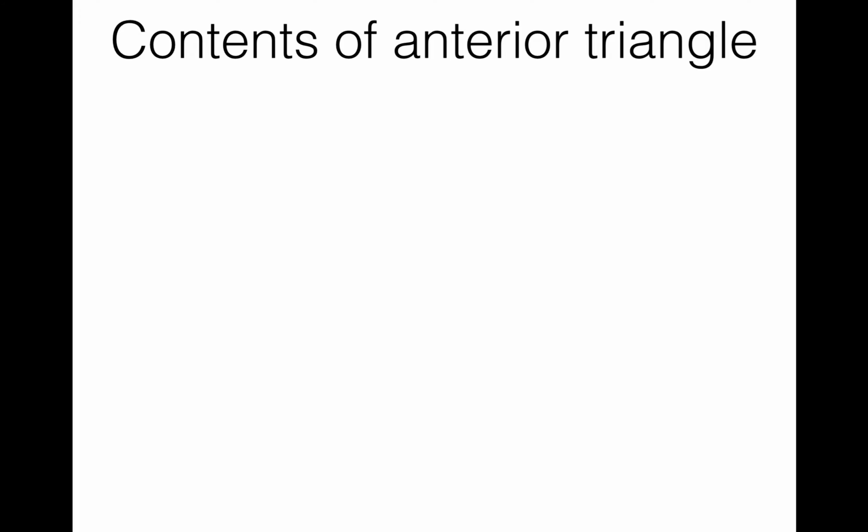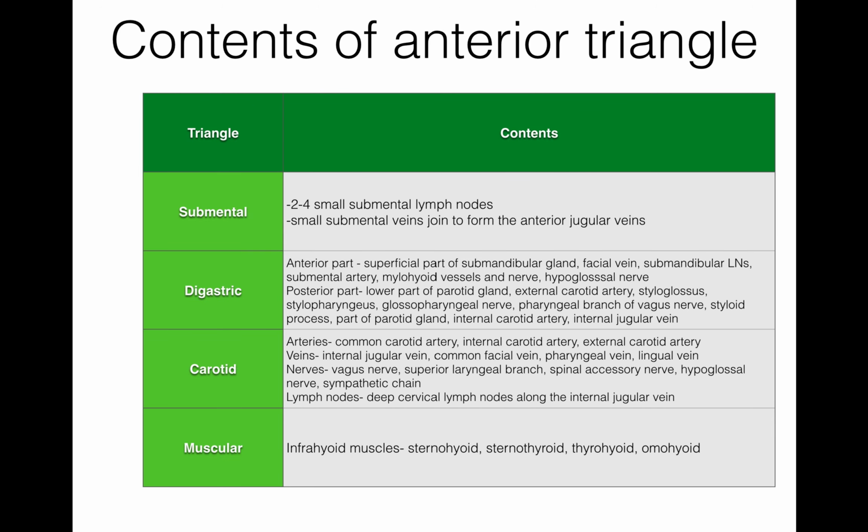And now we're going to talk about the contents of the anterior triangle. As I mentioned before, it has 4 subdivisions, which are namely the submental, digastric, carotid, and the muscular triangle. The submental triangle has 2 to 4 small submental lymph nodes and small submental veins which join to form the anterior jugular vein.